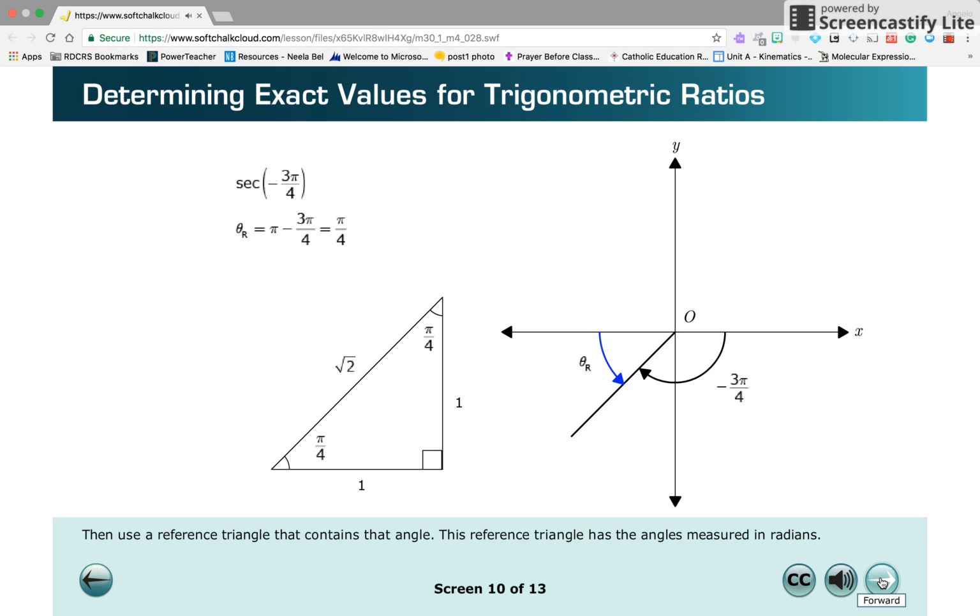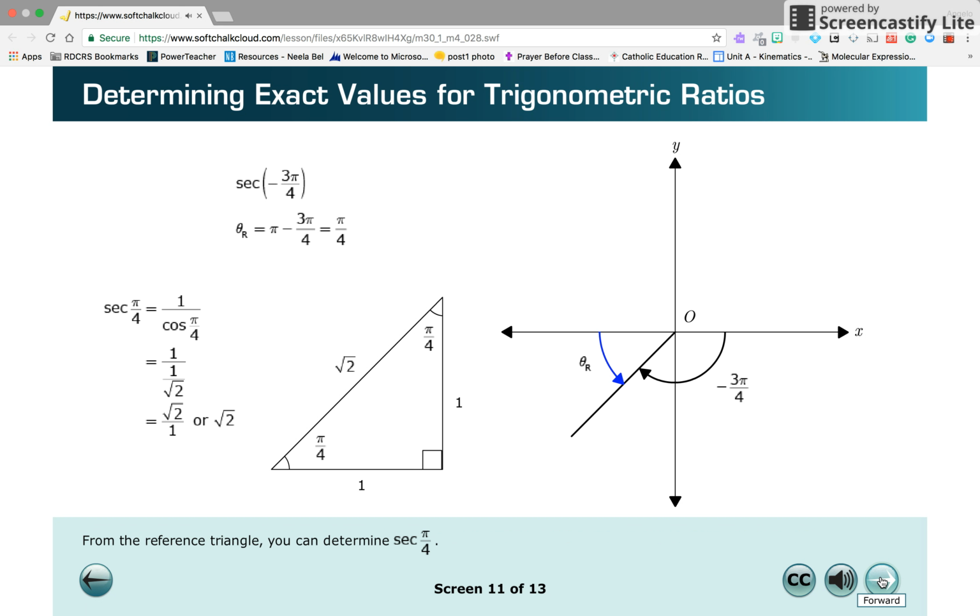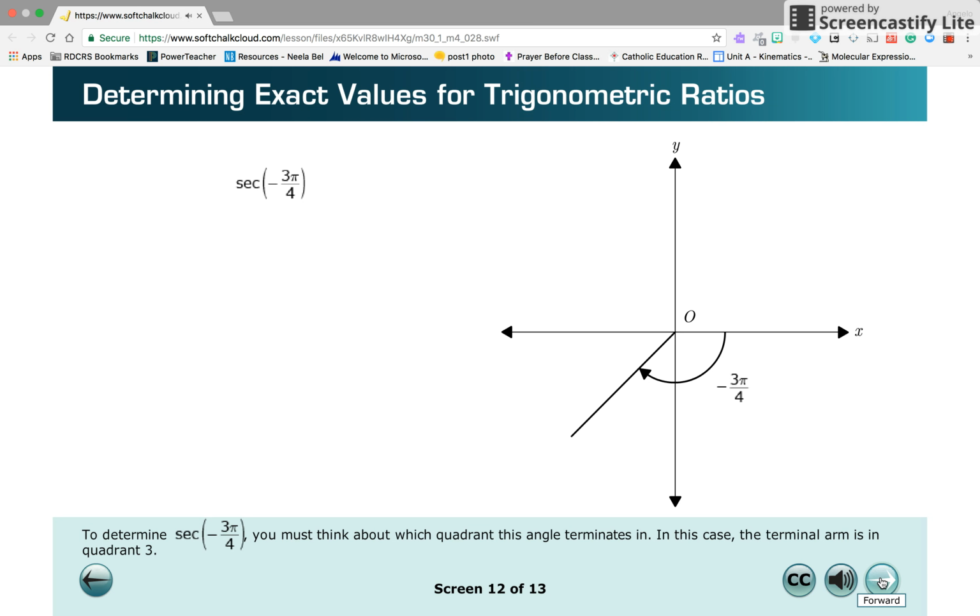This reference triangle has the angles measured in radians. From the reference triangle, you can determine the secant of pi over 4. To determine the secant of negative 3 pi over 4, you must think about which quadrant this angle terminates in. In this case, the terminal arm is in quadrant 3.